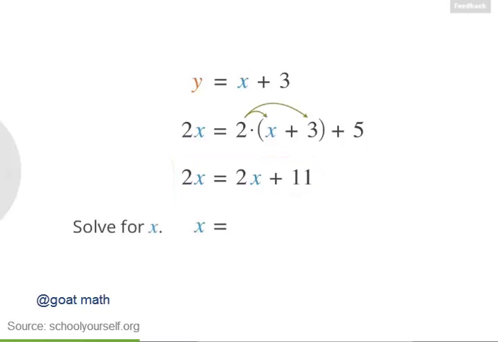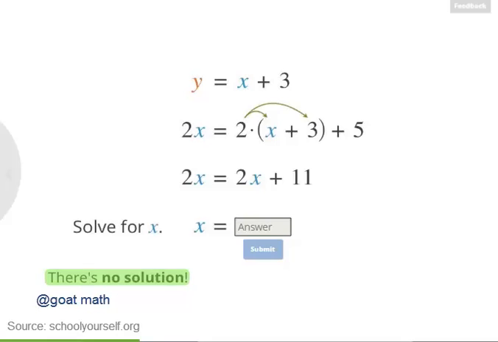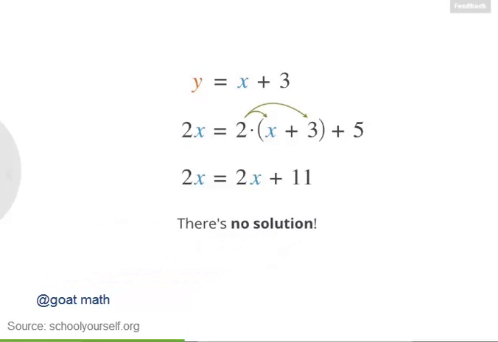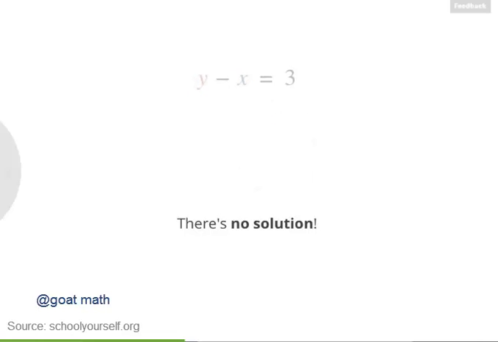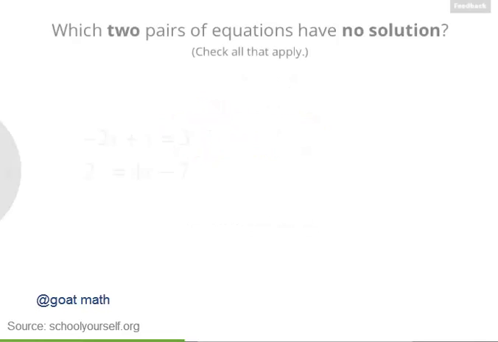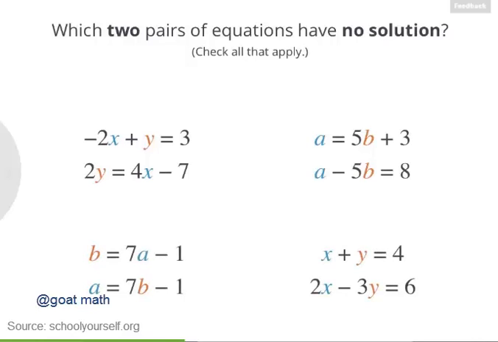Try solving this equation for x, and click over here if you think this equation has no solution. Exactly, there's no solution here. The right side of this equation is always 11 more than the left side, so these two expressions can never be equal. And that means these two equations, y minus x equals 3 and 2x equals 2y plus 5, have no solution.